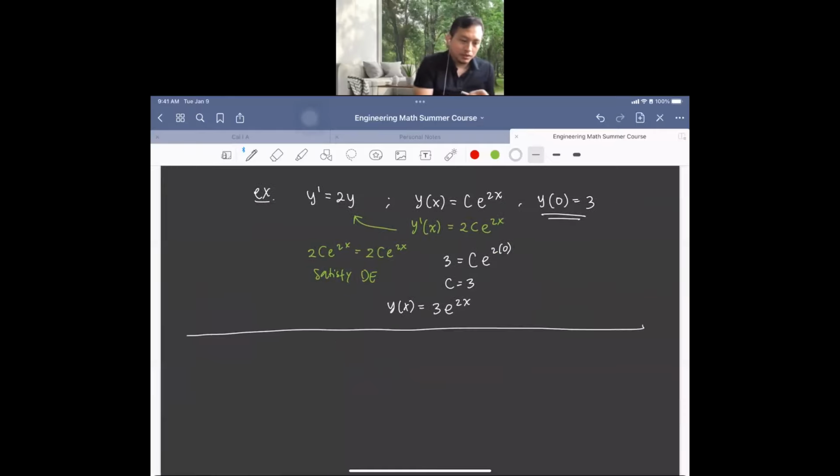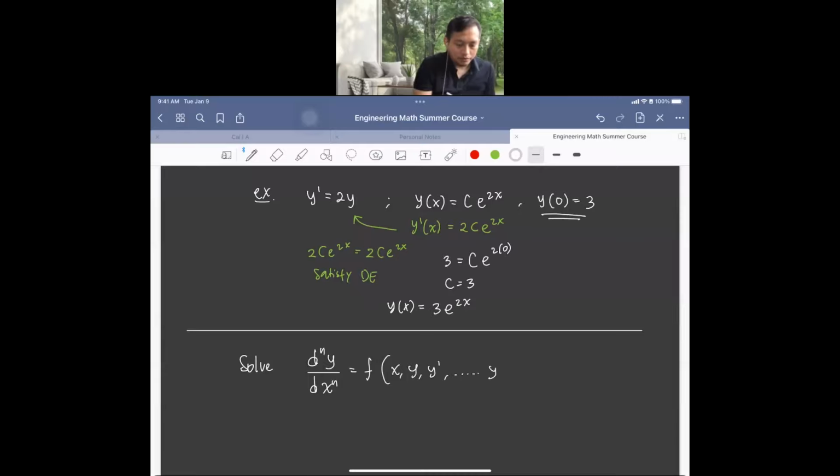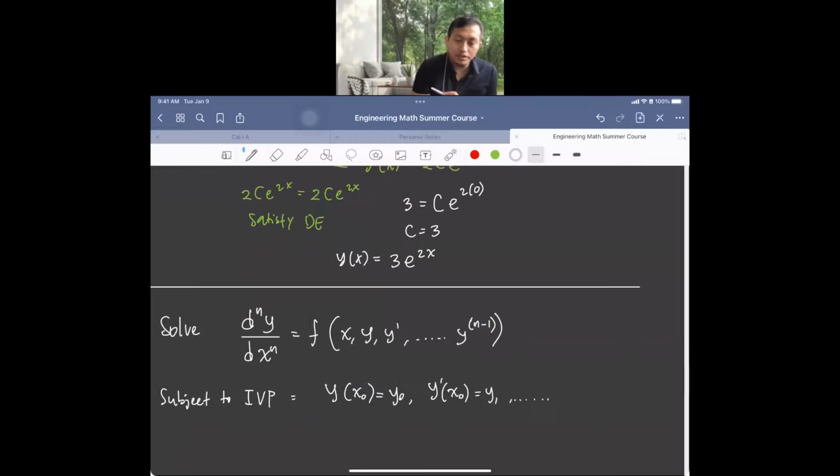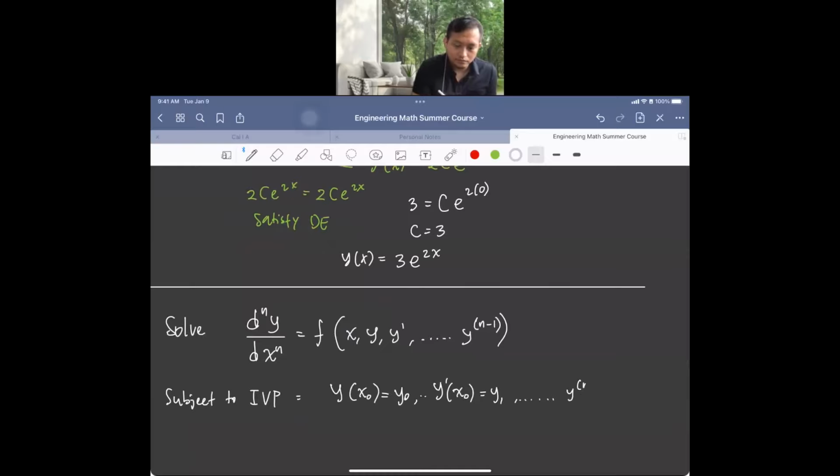So let me write it in more general terms. If we need to solve the differential equation that is d^n y over dx^n, equal to our function of x, y prime, dot dot dot, and y to the power of, not the power, it's the differential order, derivative order. And we need to have it subject to an IVP. So the higher the order we have, the more it can predict how many initial conditions we need.